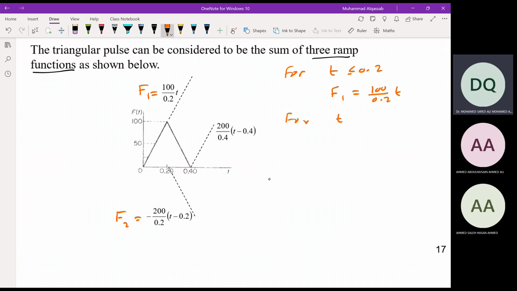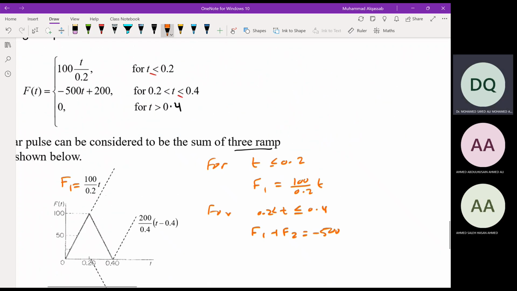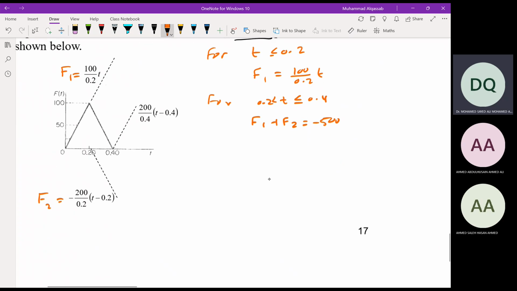For t greater than 0.2 and less than or equal to 0.4, we have f1 plus f2 should equal minus 500 t plus 200. And from here you can find f2, which is given by minus 200 over 0.2 times (t minus 0.2).